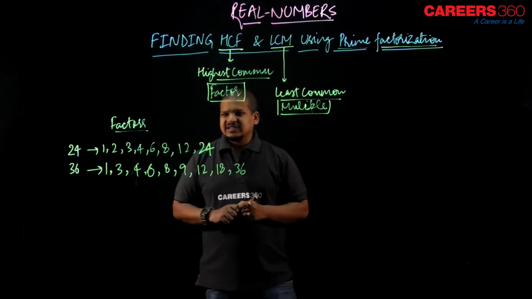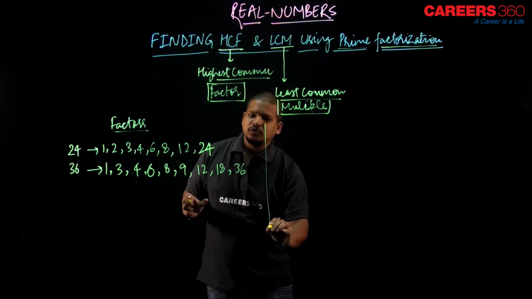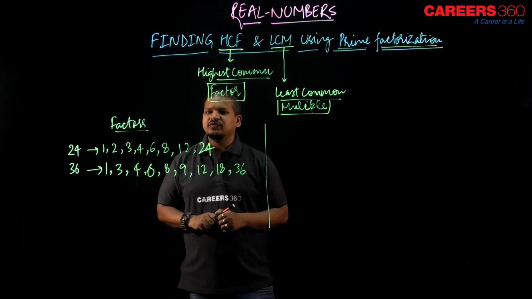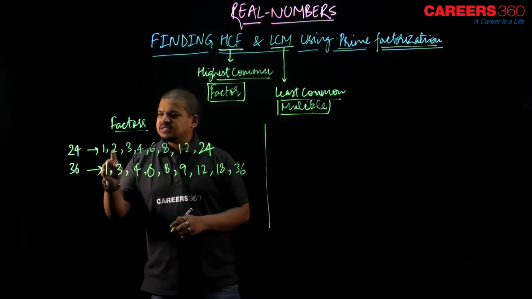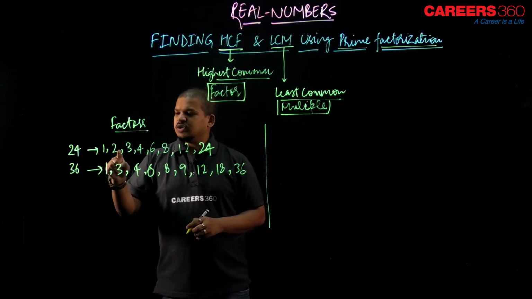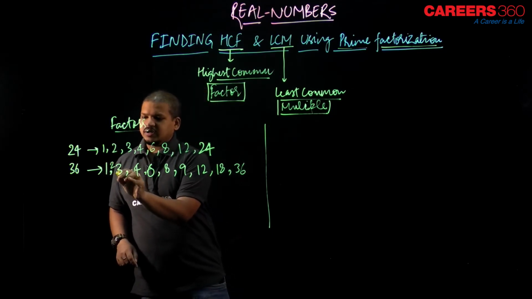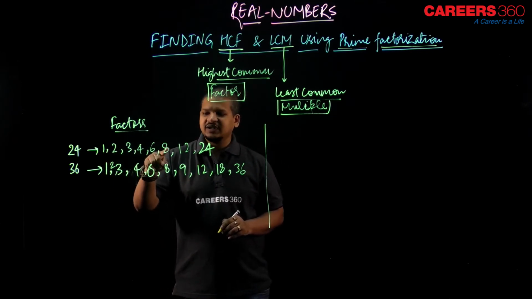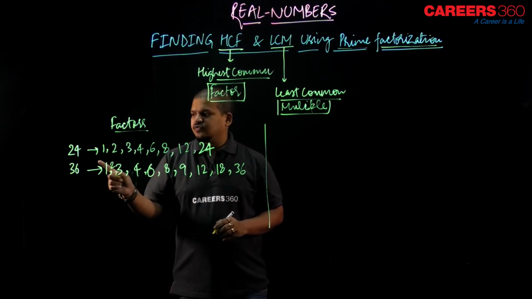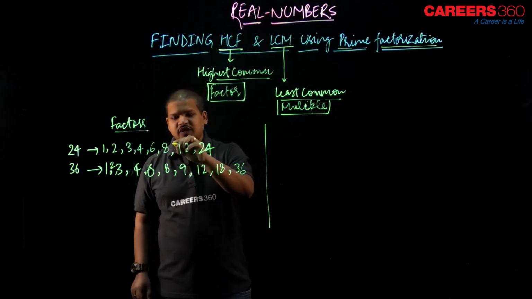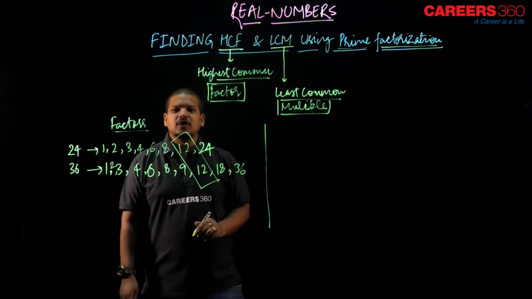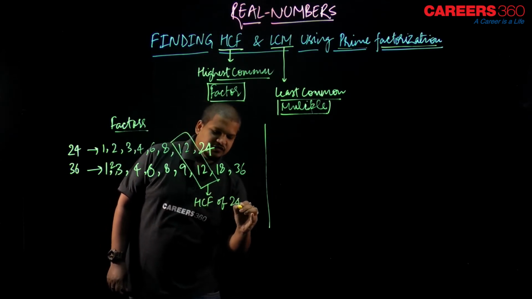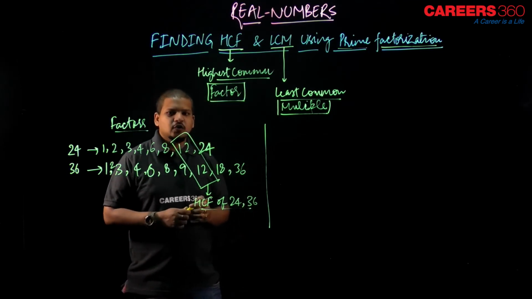Now, if I talk about factors only, what you can see is the highest common factor between them. 1 is also a common factor, 2 is also a common factor, 3 is also a common factor, 4 is also a common factor, 6 is also a common factor, 8 is also a common factor. But which one of these is the highest common factor? The highest common factor is 12, right? So 12 will be the HCF of 24 and 36. I hope it is making sense.